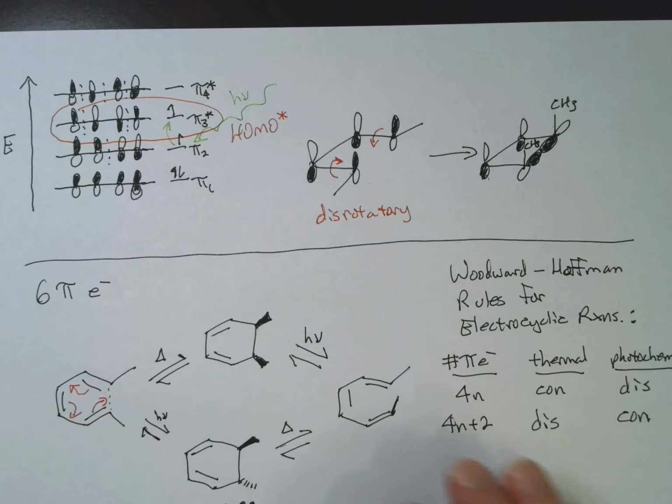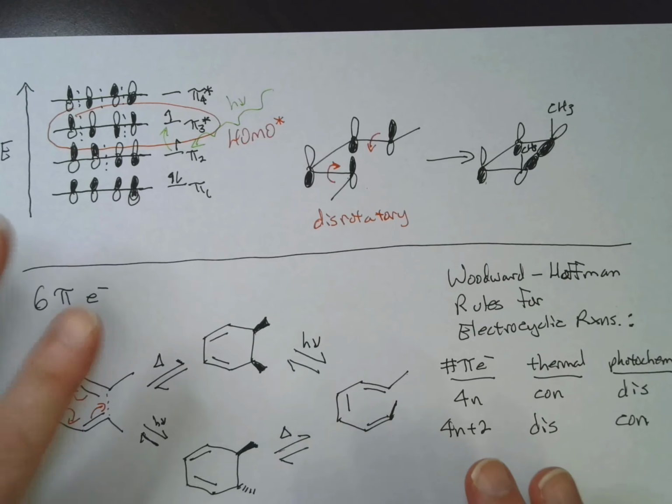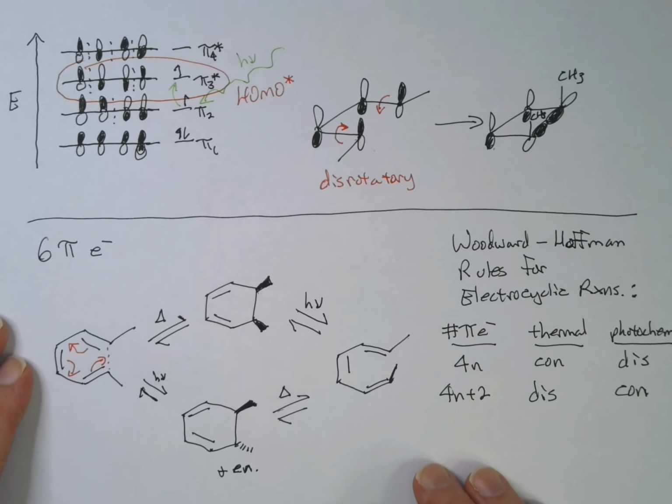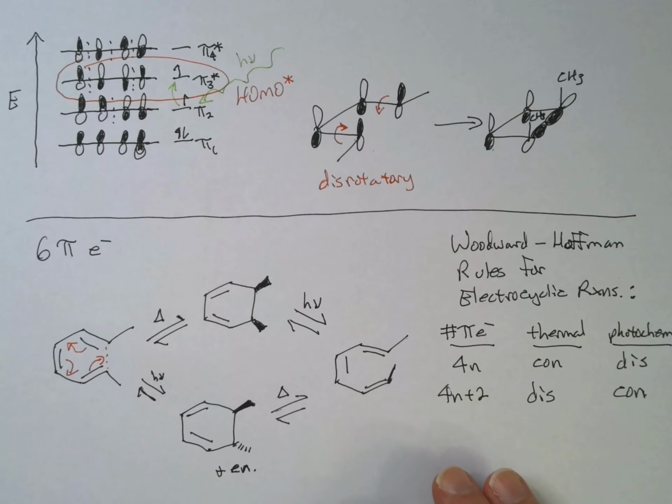All right. Well, go ahead and try drawing out the molecular orbitals for the 6 pi system and see if you can get a feel for that. And if you're still having trouble, that's fine, because we will talk about this in person in the next class meeting.